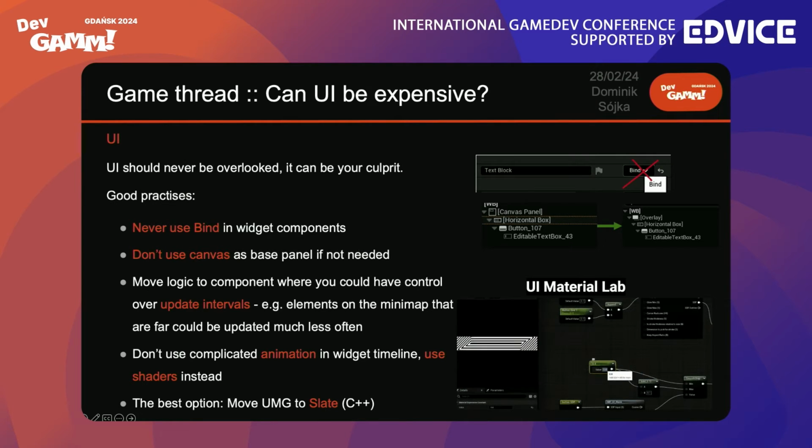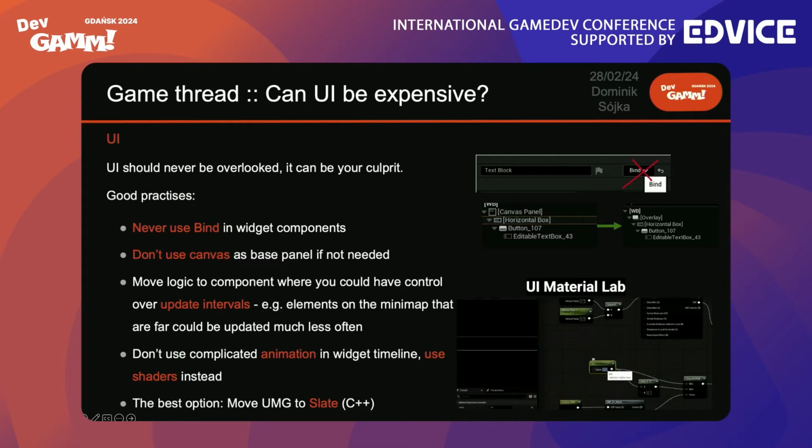So, I'm not an expert when it comes to UI, but UI could be even more important than all those tick calculation. It cannot be overlooked. It could be your culprit. So the good practice is just never use the bind function. I wish Unreal will never add this feature.